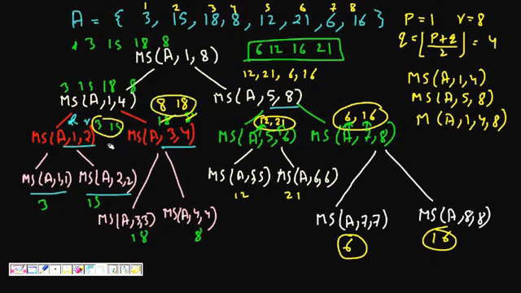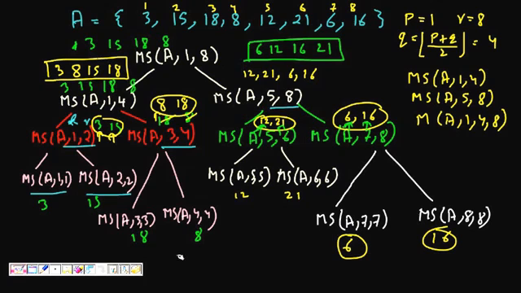Now when we merge these, 3 is less than 8, so 3 is copied here and it goes to 15. Now 15 and 8, 8 is minimum, so 8 comes here, and 15 and 18, 15 is minimum, so it gets here and then 18. So we now have two sorted arrays of size 4. Again we merge them.